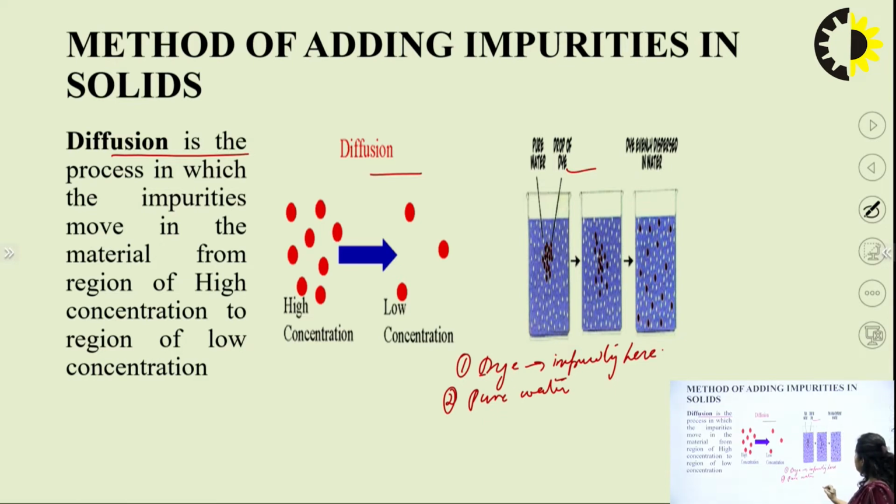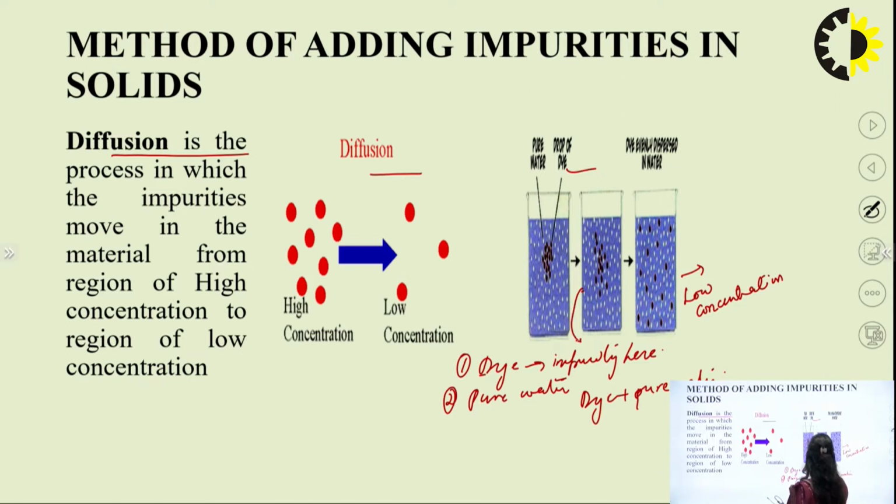So when we put dye plus pure water, obviously there will be some dispersion. Dispersion means there will be some broadening in the water. So the dye particles or dye atoms will move, and there will be a low concentration type of arrangement, which you can see from this figure. So the impurities will move from high concentration to low concentration. This part is high and this part is low concentration. So this is called diffusion.